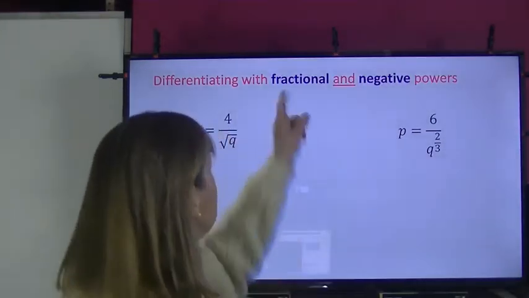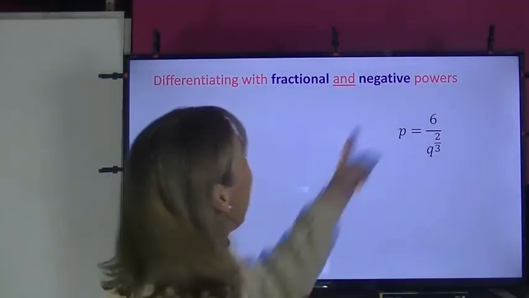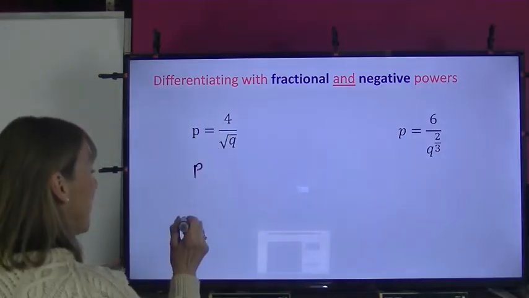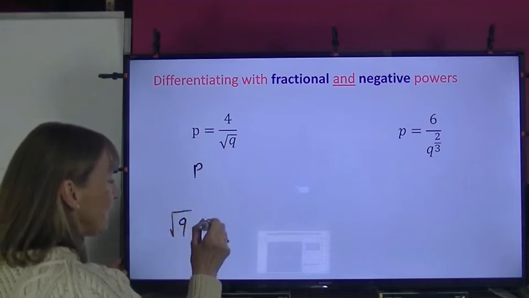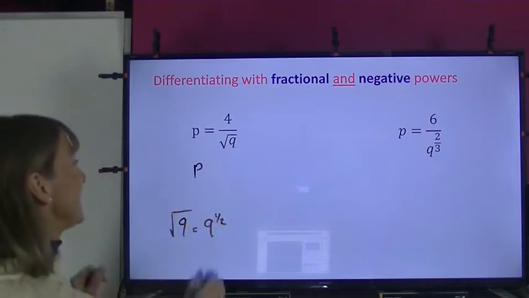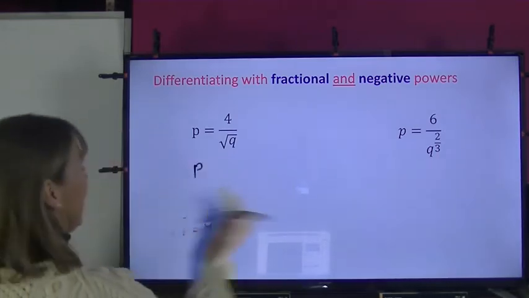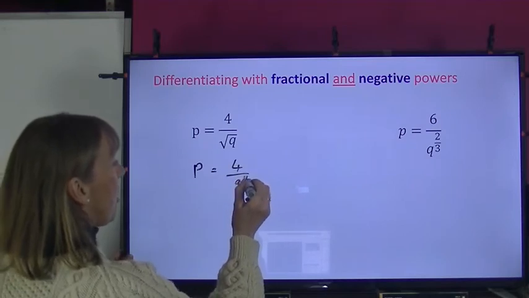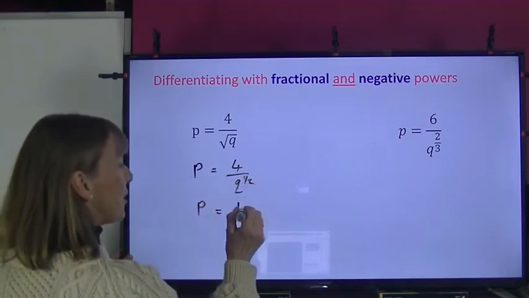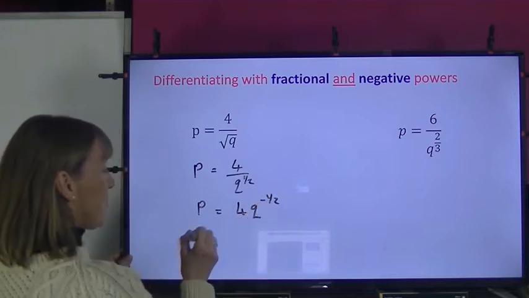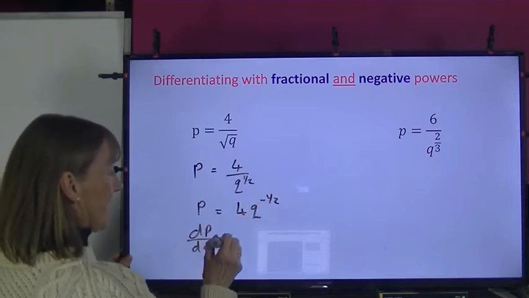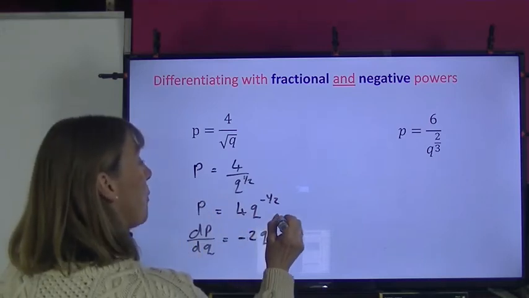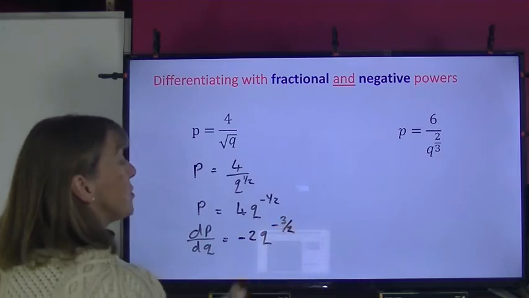All right, how about something with a mix of fractional and negative? So here we need a bit of rewriting. You hopefully will remember that the square root of q is really q to the half. So I'm going to write this as 4 over q to the half, which means I can bring the q to the top and make it minus a half, and then I can differentiate. Minus a half times 4 is minus 2. q to the minus 3 over 2.